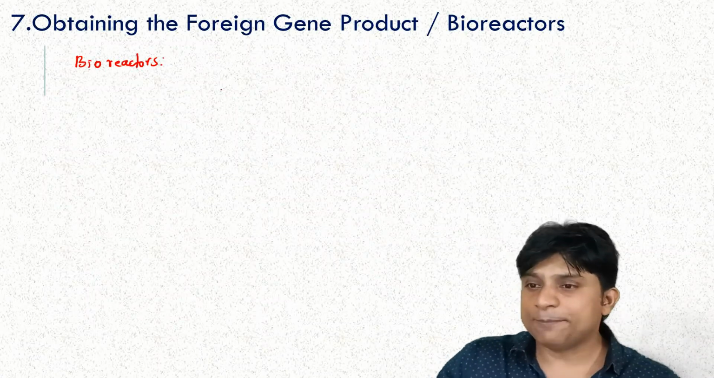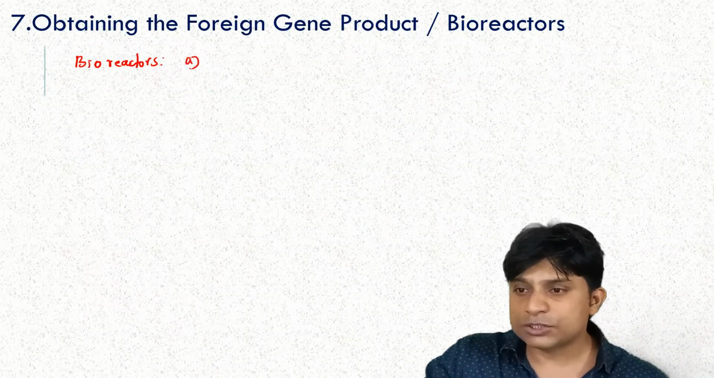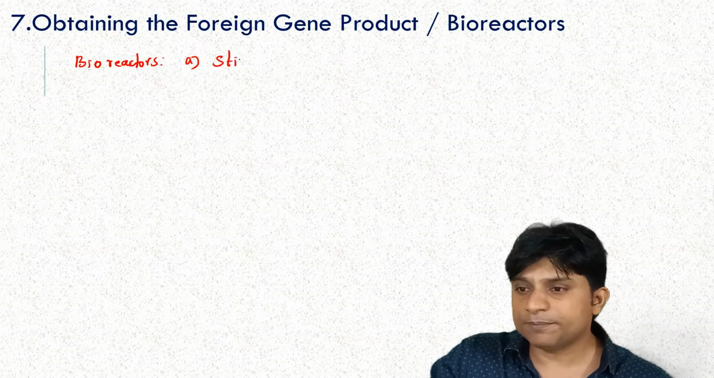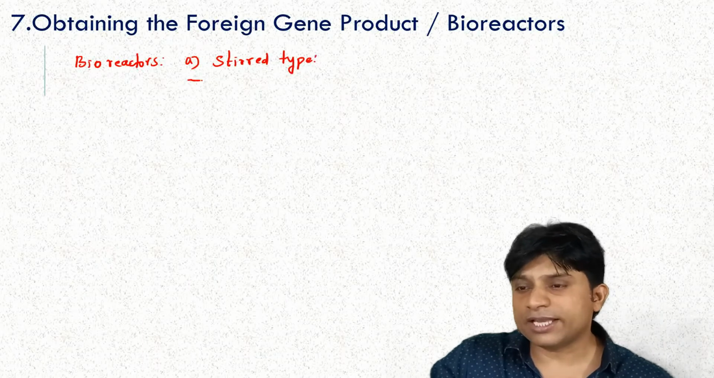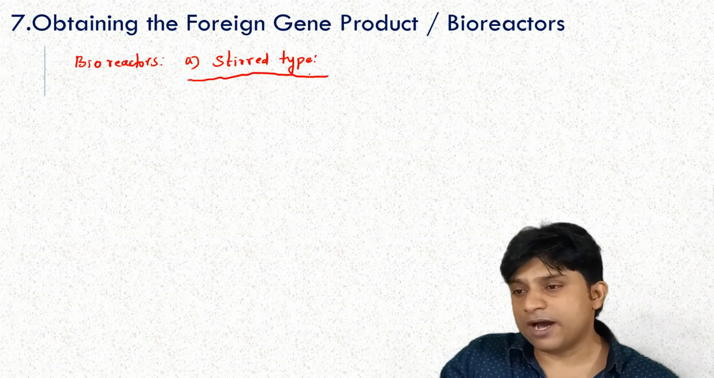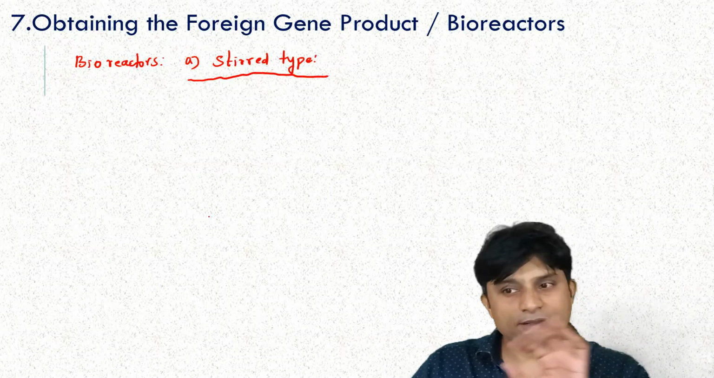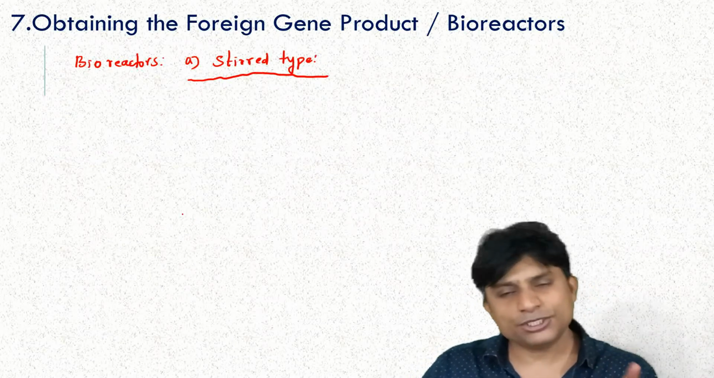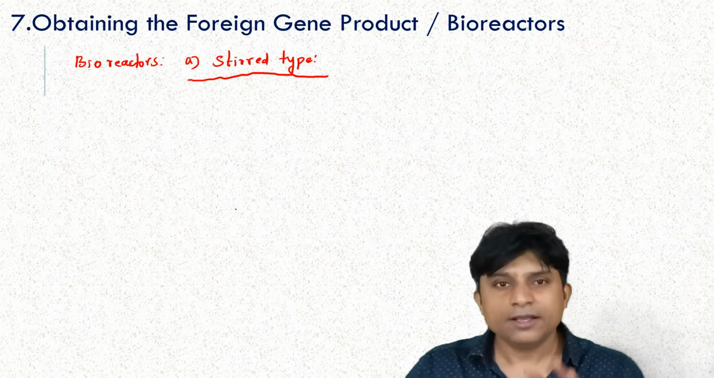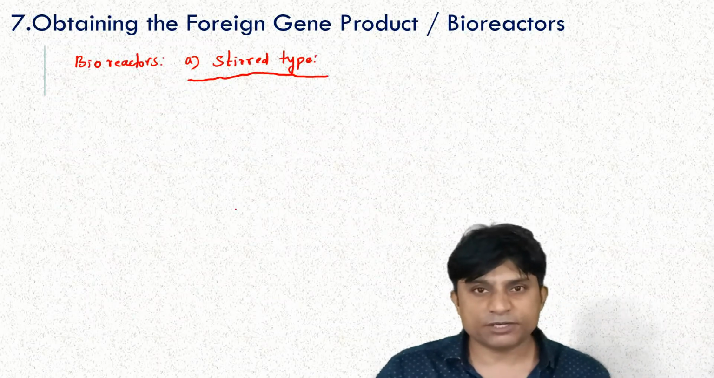So we use two types of bioreactors. One is called the stirred type and the second is called the sparge type. Here I am explaining only the stirred type of bioreactor. Sparge is similar to that, but I will tell you what the difference between these two is.